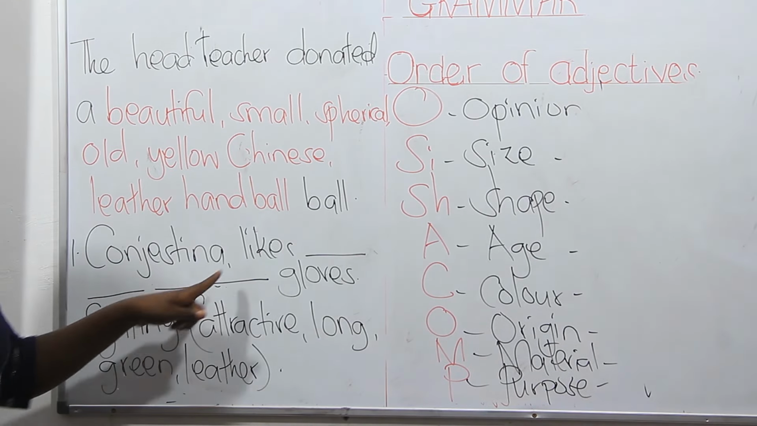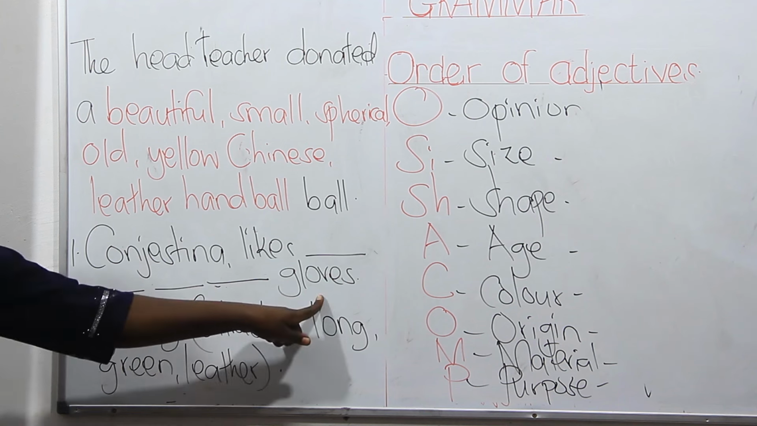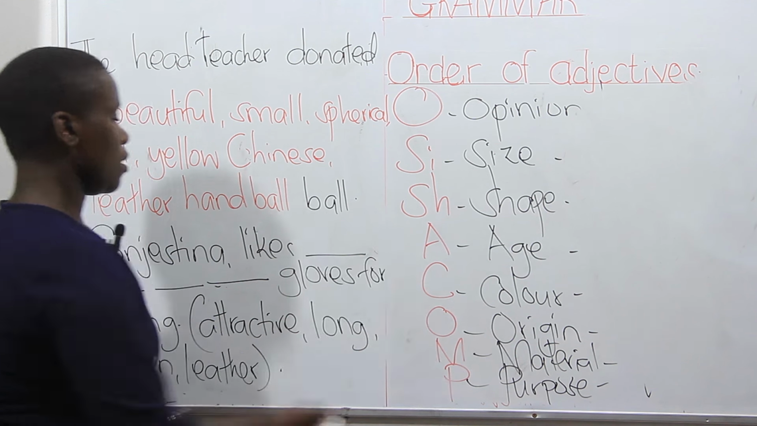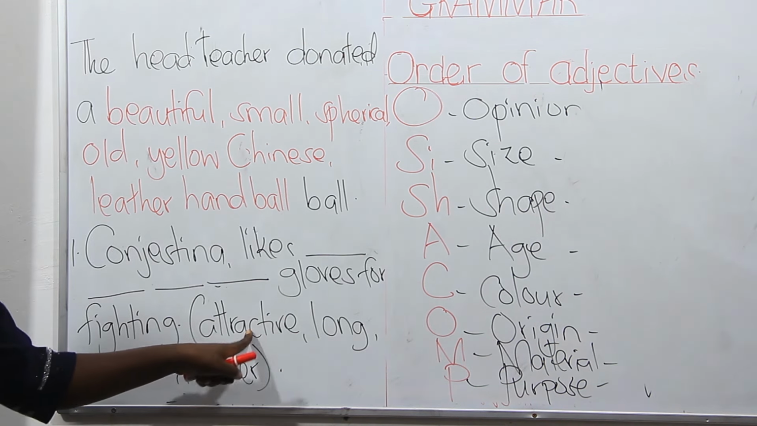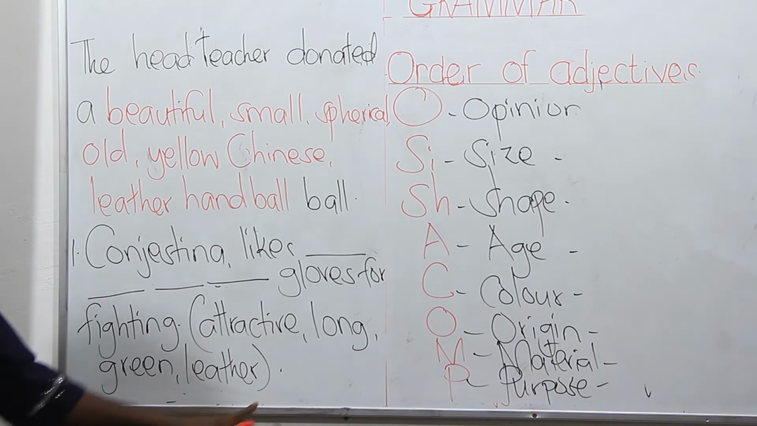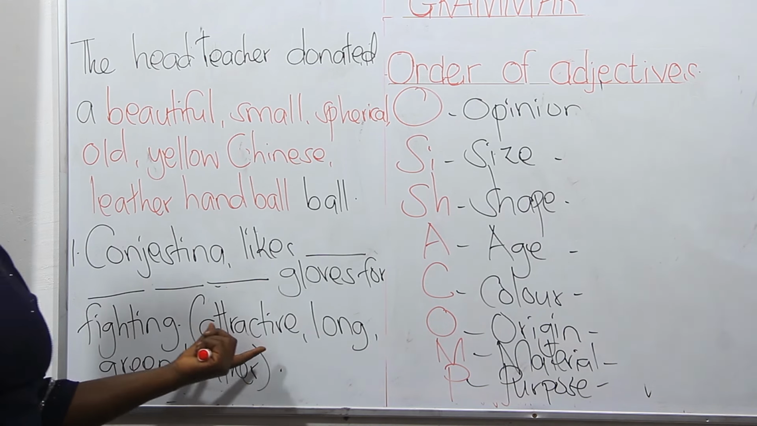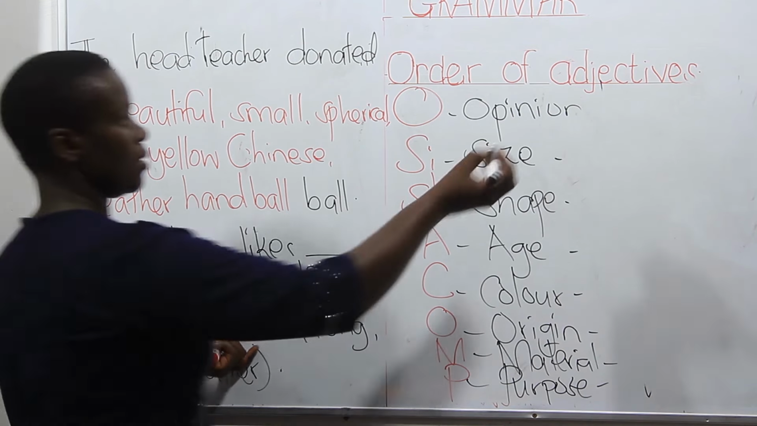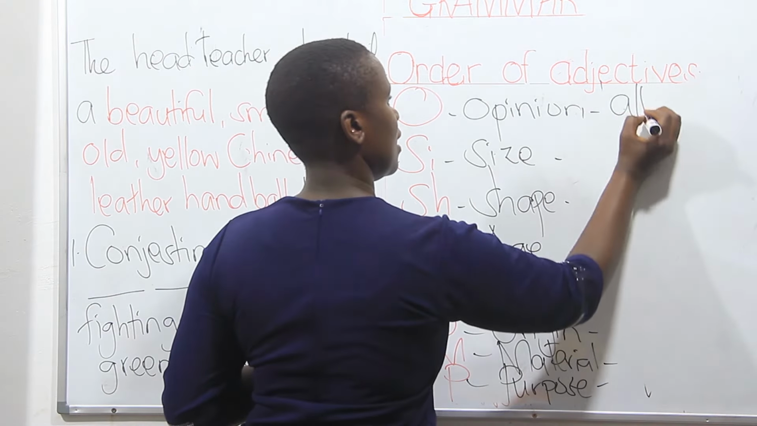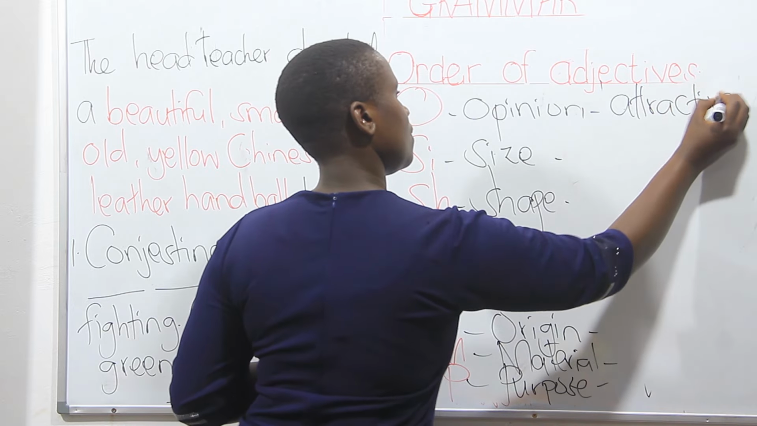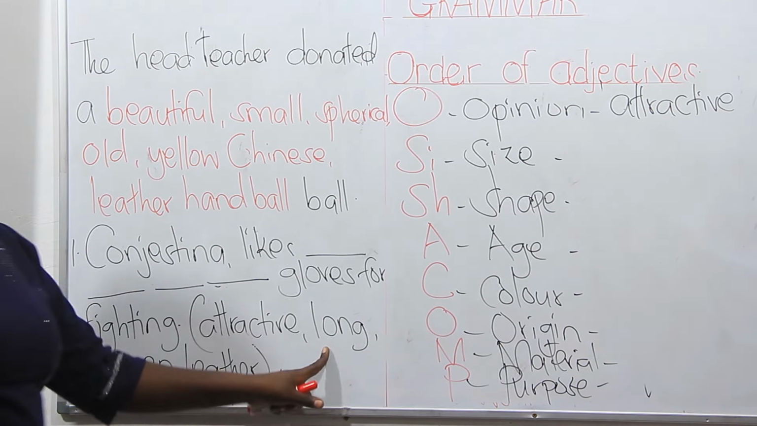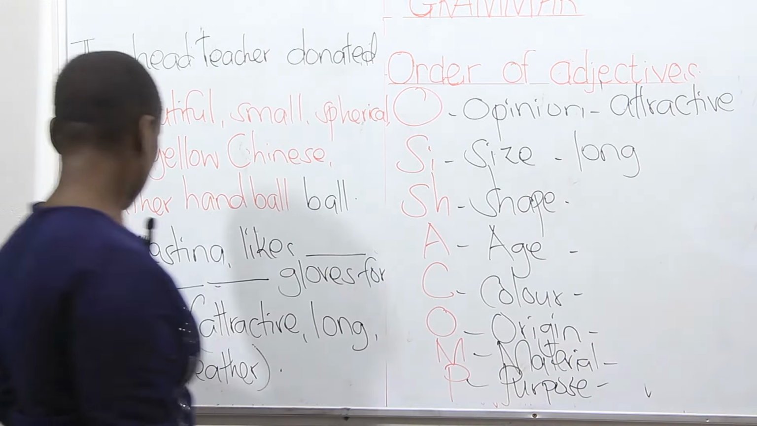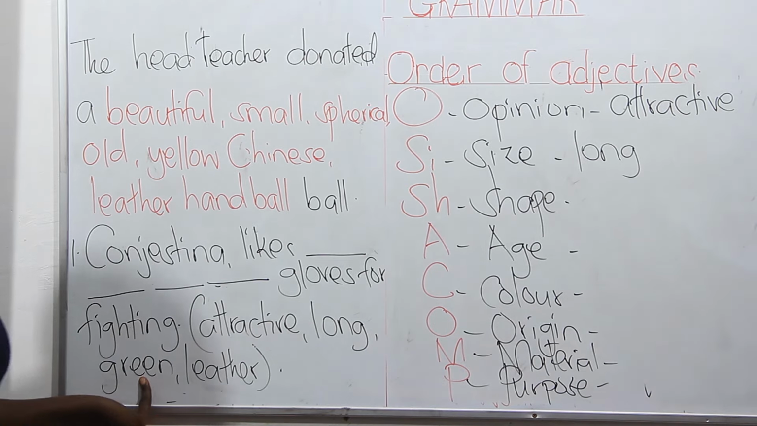The question goes, Congestina likes blank gloves for fighting. I omitted the word for, let's put it here. The adjectives that we have are attractive, long, green, leather. Now, attractive, which form of an adjective is it? Attractive becomes opinion. It is somebody's opinion. So we write there, attractive. Long. Long is an adjective denoting size. So we write long. Green. Green stands for color.